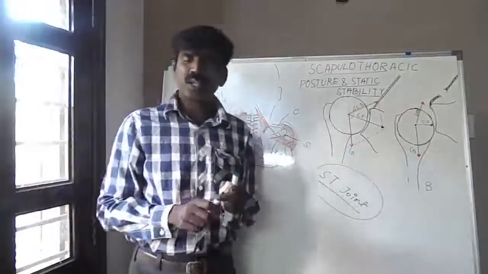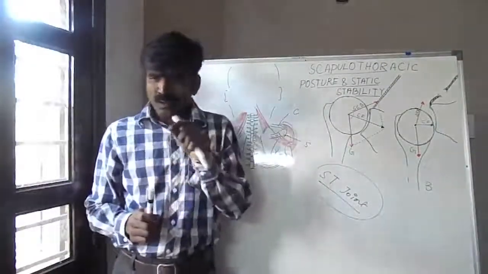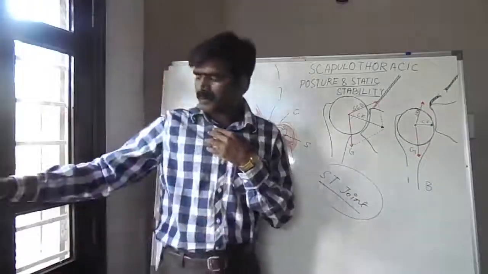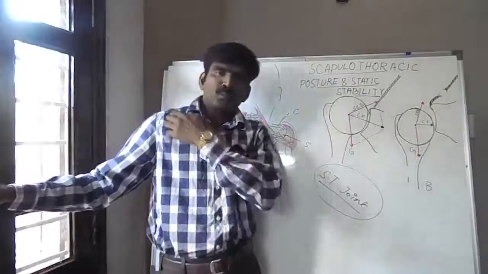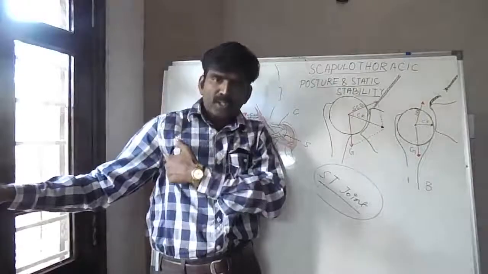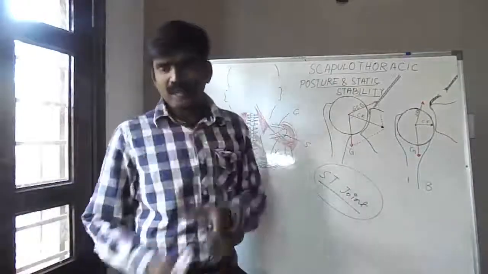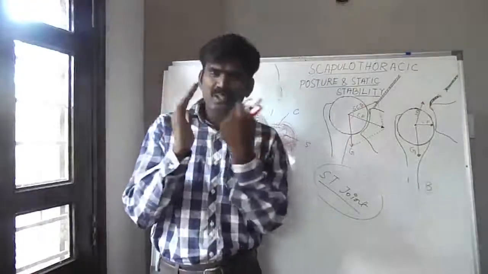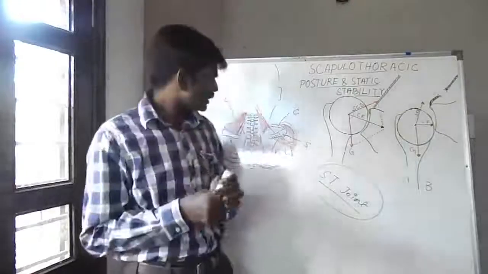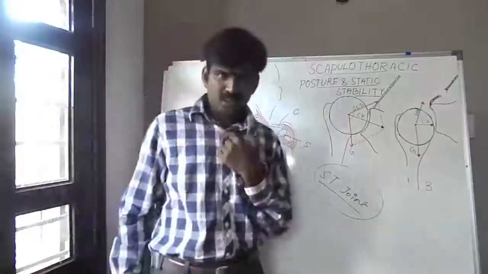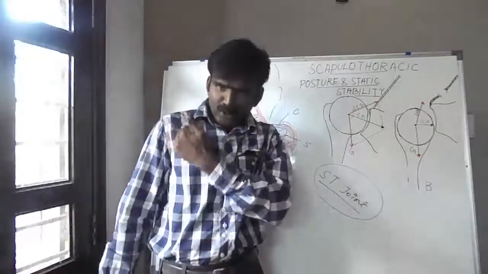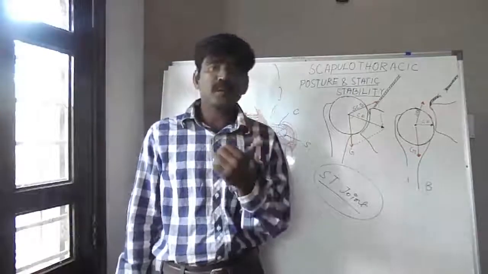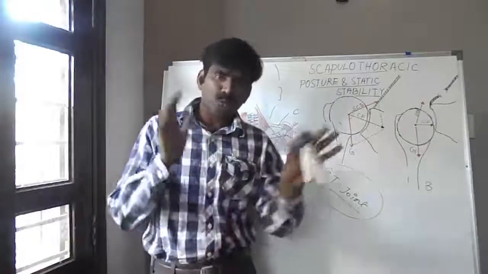So the scapulothoracic joint is one of the joints of the shoulder girdle. What is the shoulder girdle? The shoulder girdle consists of the sternoclavicular joint, acromioclavicular joint, glenohumeral joint, and scapulothoracic joint. The scapulothoracic joint is not an anatomical joint, it is a physiological joint. The anatomical joints are sternoclavicular, acromioclavicular, and glenohumeral, that is the shoulder joint. These three are the anatomical joints, and the physiological joint is the scapulothoracic joint.